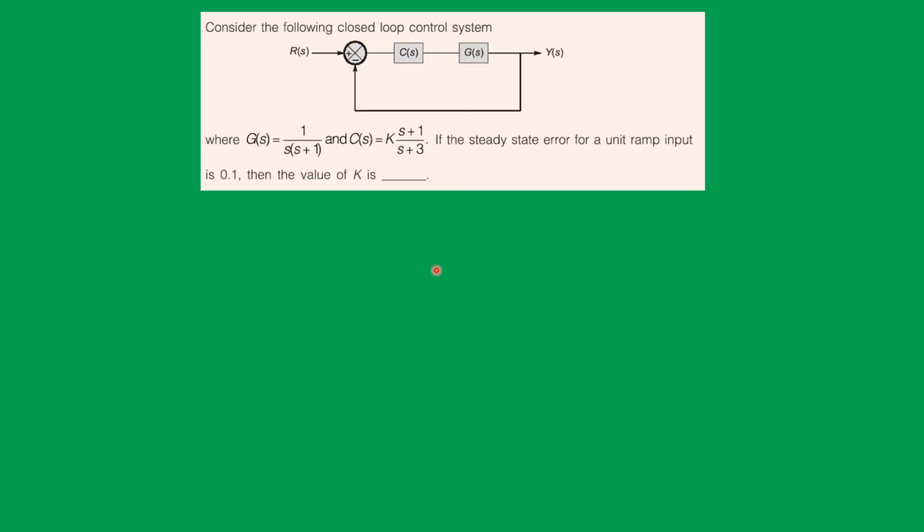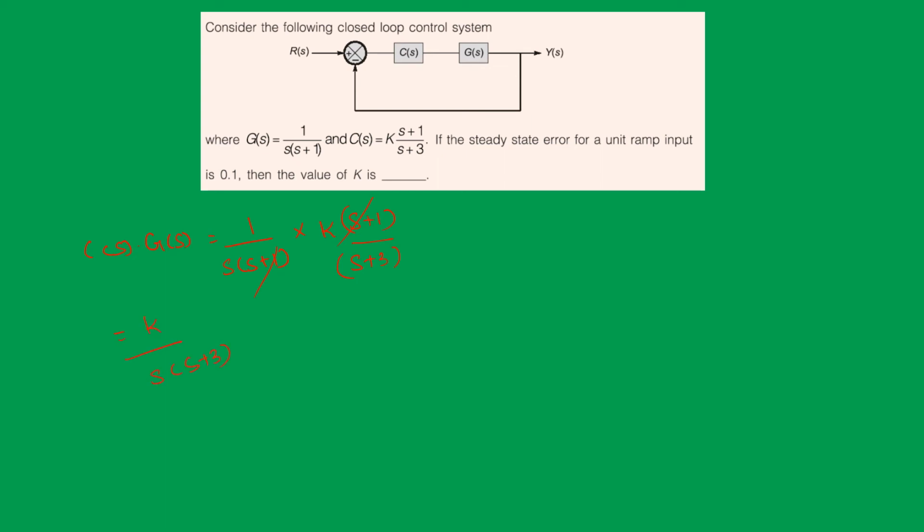The next question is, consider the following closed loop control system where G(s) and C(s) are given. If the steady state error for a unit ramp input is 0.1, then the value of K is. In this diagram, the open loop transfer function of the system is C(s) into G(s), which is 1 by s into (s plus 1) into K into (s plus 1) divided by (s plus 3). So this will get cancelled. So the transfer function is nothing but K divided by s into (s plus 3).